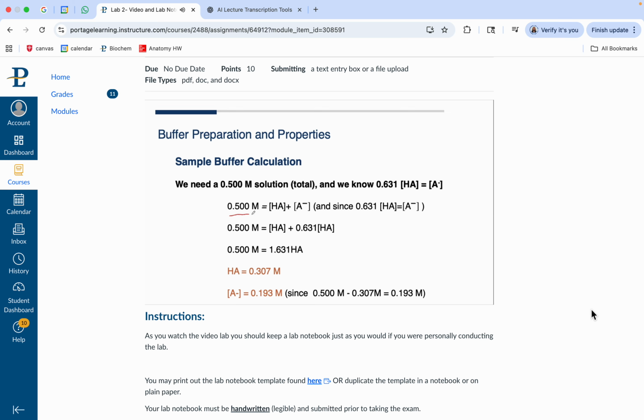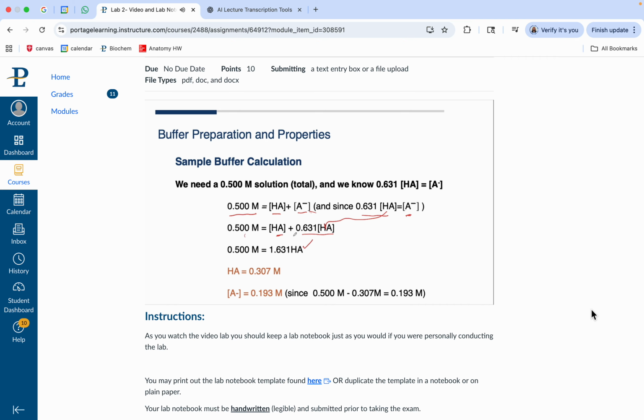And again, because we said at the beginning that we need 0.5 molar, we would know that all of that molar solution needs to be composed of HA plus any A minus. We don't know right now what HA and A minus are. However, we did figure out on the last slide that 0.631 HA is equal to one of these guys. So if we plug this relationship in for A minus, so this 0.631 comes in, and so now we have this 0.5 equal to HA plus 0.631 HA. And we add those two together because again they have the commonality HA. We end up with this.